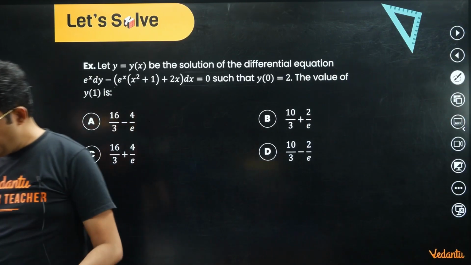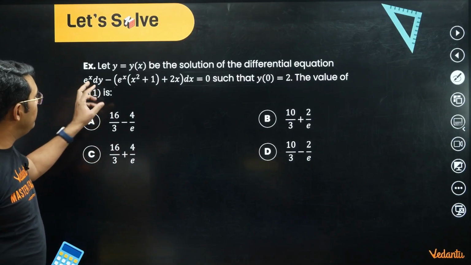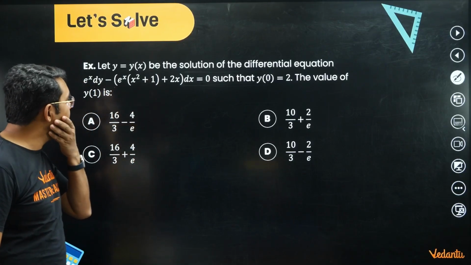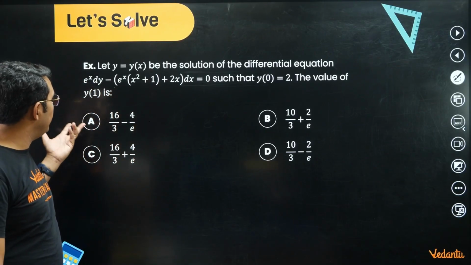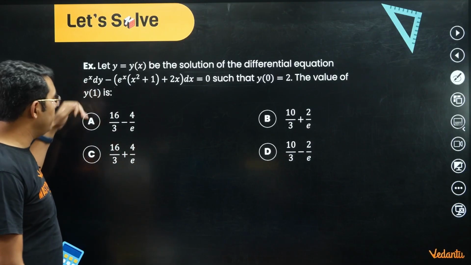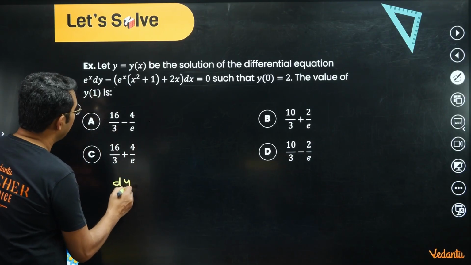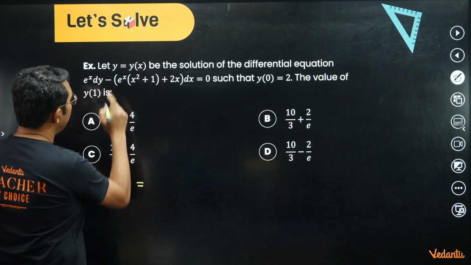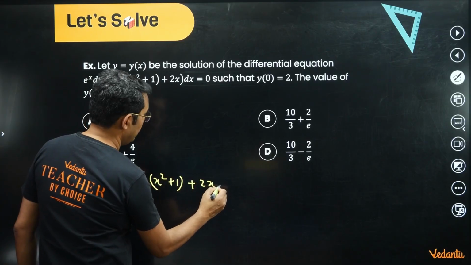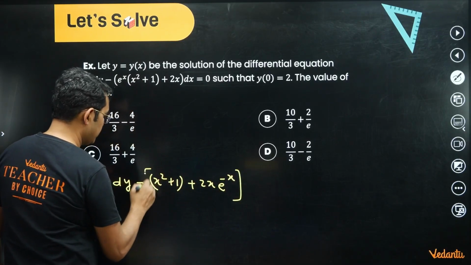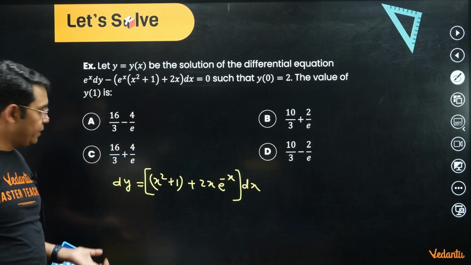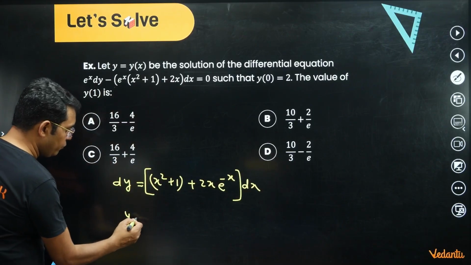Coming to this question, here we are given e power x into dy equal to minus e power x into x square plus 1 plus 2x into dx. So everything is in terms of e power x, there is no function of y. So I will just divide by e power x. We will be getting dy equal to x square plus 1 plus 2x into e power minus x dx, as e power x will cancel. So this is what we are getting if we divide the entire thing by e power x, and it is variable separable. So just integrate it, it will give you y.